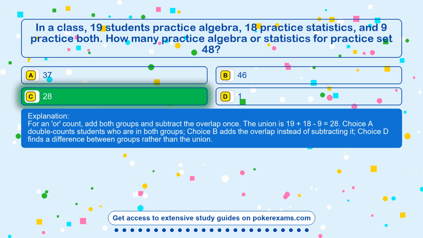Choice A double-counts students who are in both groups, choice B adds the overlap instead of subtracting it, choice D finds a difference between groups rather than the union.